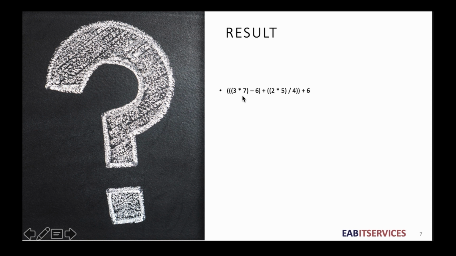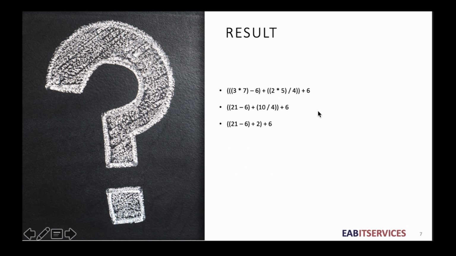That means we have to solve what is inside this before we subtract this, and then we solve what is inside this before we divide it, and then we consider the rest. So this one, 3 times 7 will give us 21, and then we are going to have minus 6 in this bracket. But we need to also evaluate this one, which is 2 times 5, is going to give you 10, and then divided by 4, which is going to be in the outer bracket, plus 6.